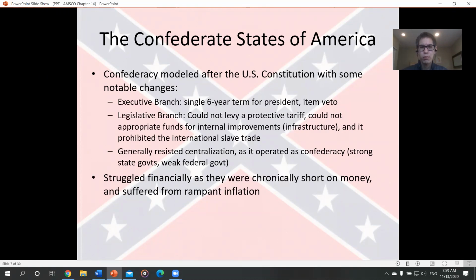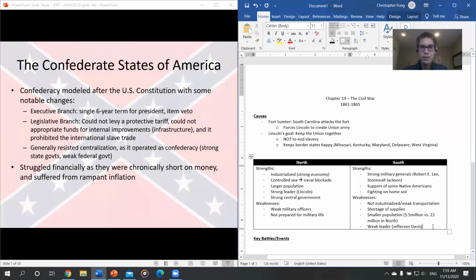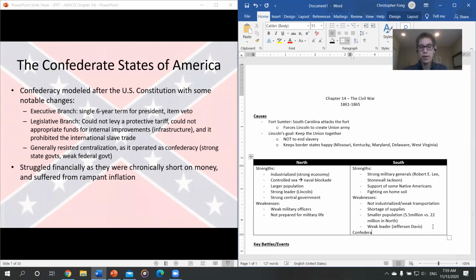The Confederacy in general was all about strong state government and weak federal government, which, again, for states' rights, cool, I guess. But if you're fighting a war against your more industrialized neighbor, you're going to want a strong federal government. That's going to weaken you quite a bit. So the Confederate States of America, again, had some other possible weaknesses.